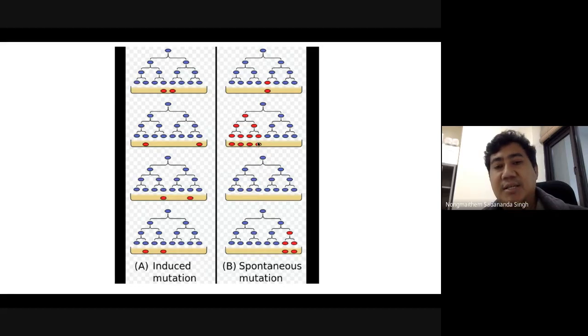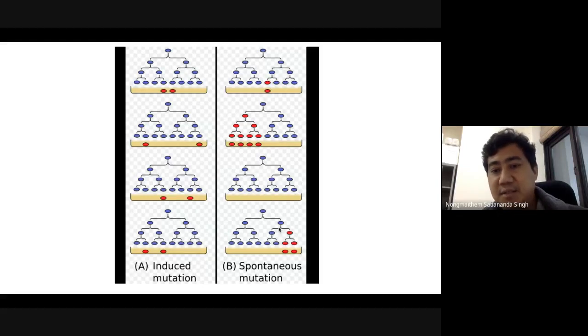So in this case, we have 4 resistant colonies after 3 cell divisions. 1, 2, 3, yes, after 3 generations. But if the mutation happens at the last or third cell division, then only one of them is going to be resistant. You will get only one resistant colony.